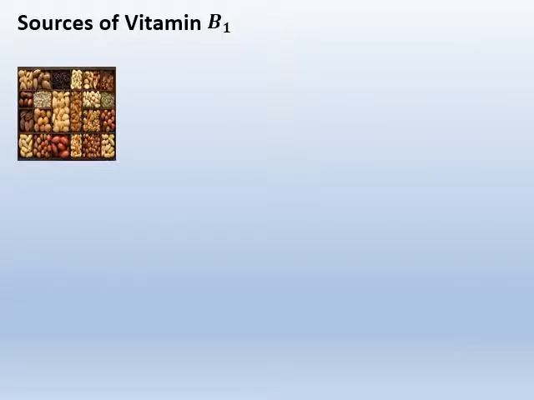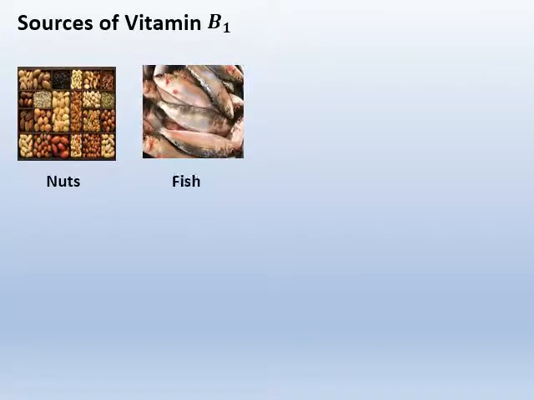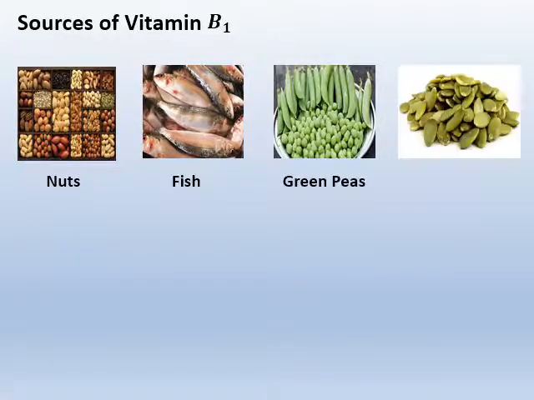Now we see the different sources available in different vegetables. Now we discuss sources of vitamin B1. We can identify very easily nuts, and the next one is fish, peas. It is pumpkin seeds. These seeds are also very important for us, children.